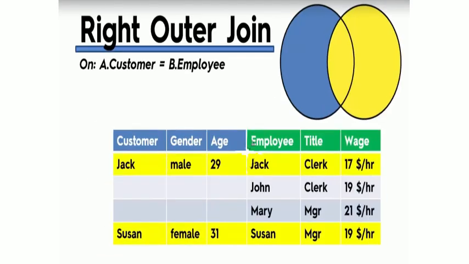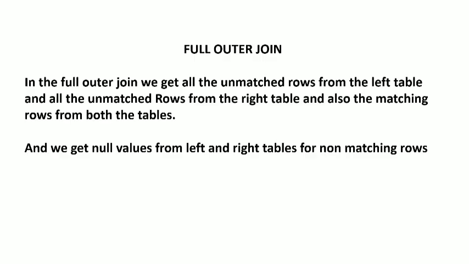Now this is the final output, everything from the right table and only the matching record from the left table, but we get null values. You can see that, right? We get null values for non-matching records. All right. What about full outer join?